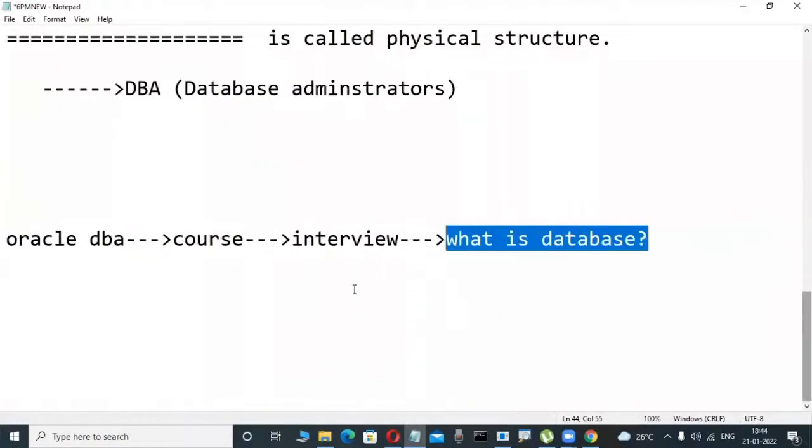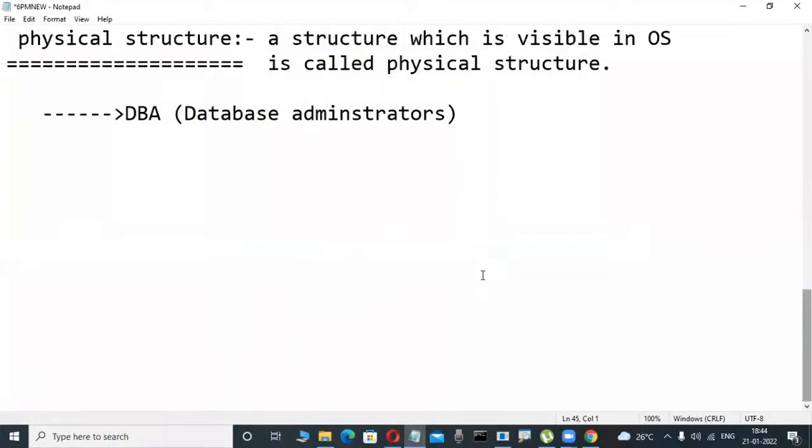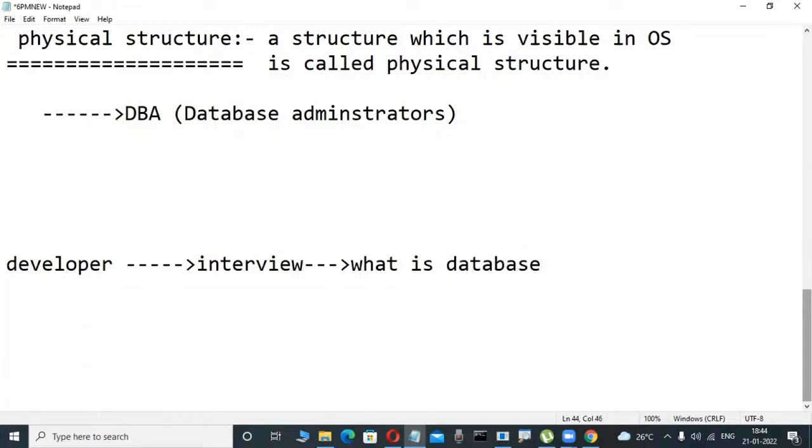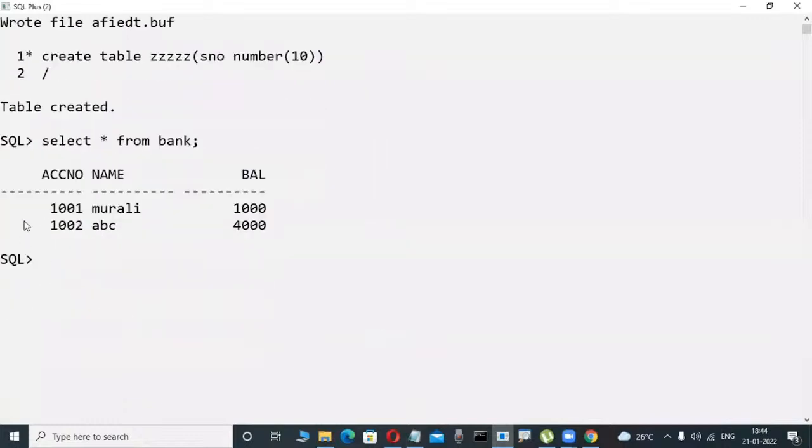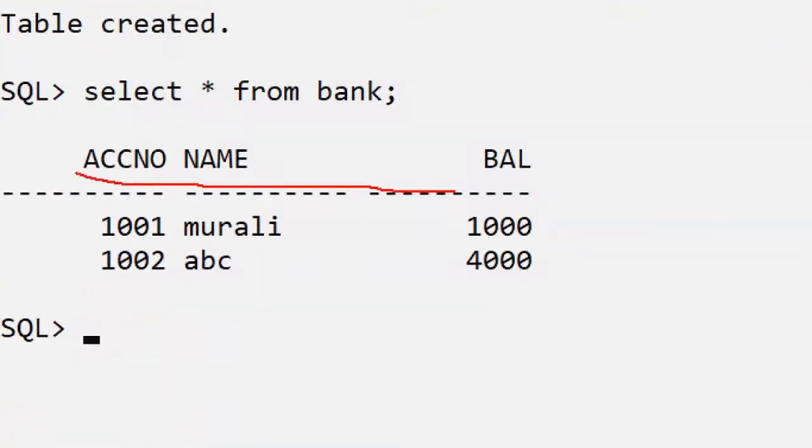Suppose I'm a developer, not an administrator. I'm a Java developer, SQL developer, PL/SQL developer, or Python developer, and these developers attend an interview. They may not ask it, but generally if they ask what is a database, developers answer from a logical structure point of view: it is a place where we can store a structured collection of data. Is this a structured collection of data or not?